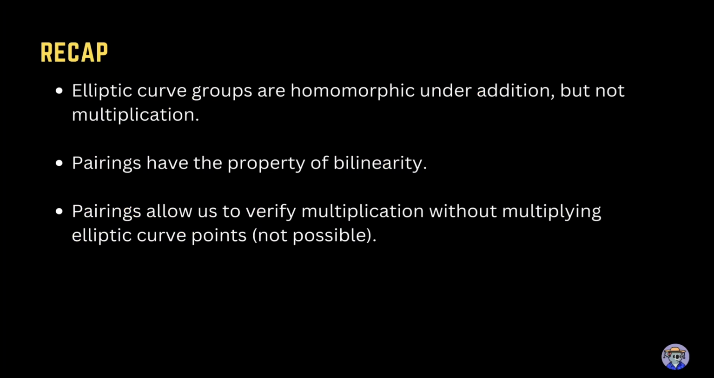Awesome. So we've covered a lot of ground today. Hopefully now you have learned something and understand elliptic curve pairings. You understand the definition of a pairing and understand the property of bilinearity. Hopefully you're beginning to understand why pairings are so useful in cryptography. We saw how elliptic curve groups are homomorphic under addition, but not multiplication. Therefore, we saw how pairings provide us a way to verify multiplication, even though we cannot multiply two elliptic curve points. That's it.